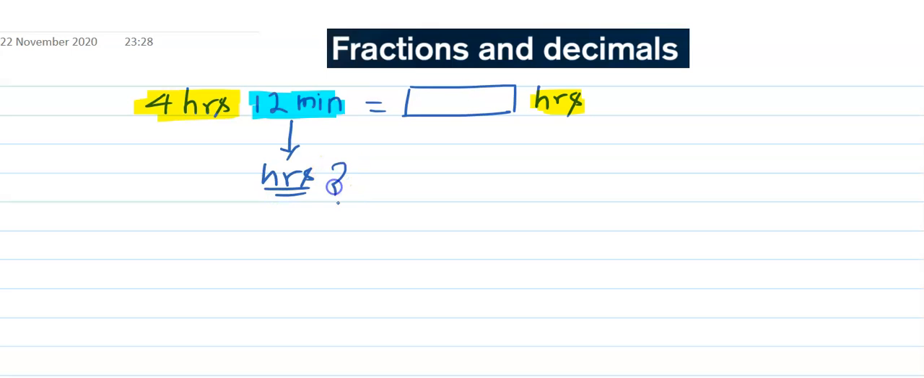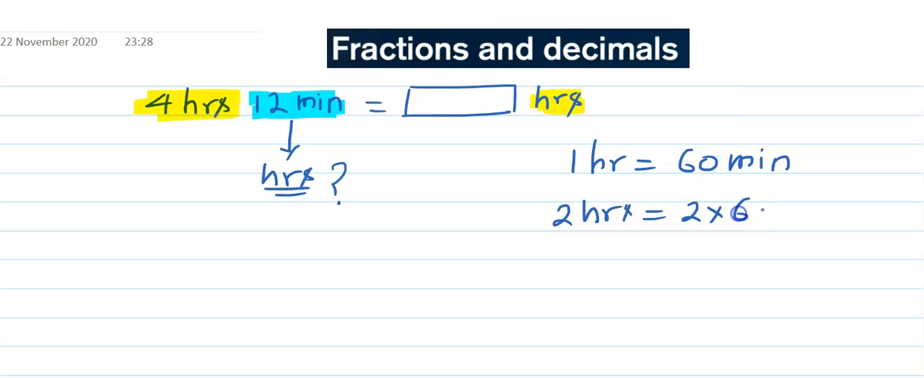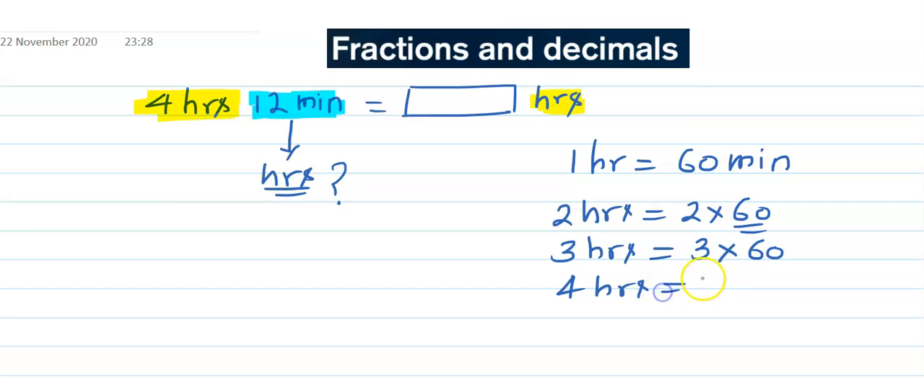So how? We know that 1 hour is 60 minutes. So 2 hours means you can multiply 2 times 60. So you are multiplying by 60. In 3 hours, you multiply 3 by 60. In 4 hours you multiply by 60. So what we have learned here, if you're converting hours into minutes, you times by 60.